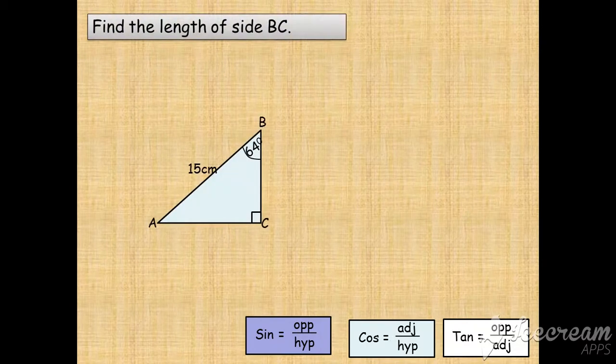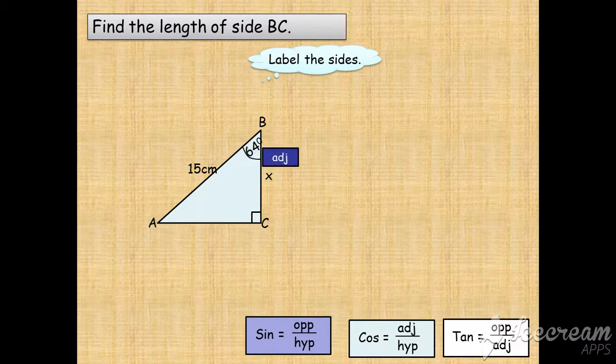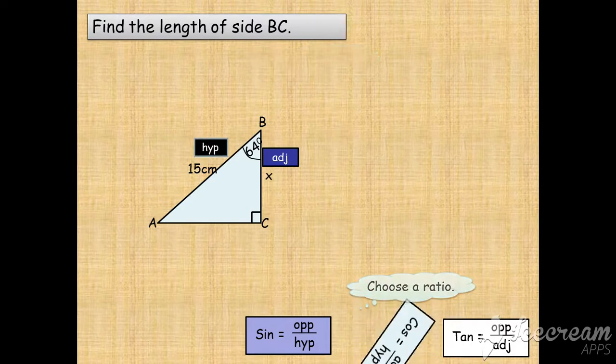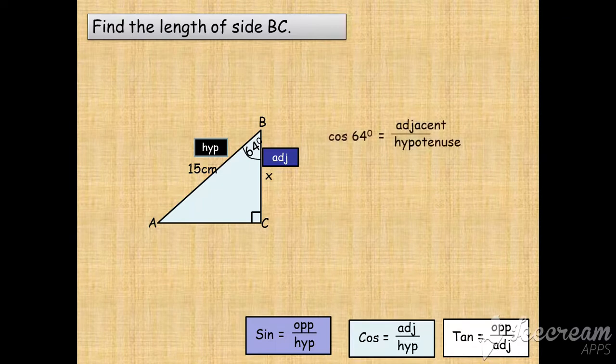I need to find the length of BC in this triangle. First, you have to label the sides. Here I have BC represents the adjacent side, and I have 15, AB, represents the hypotenuse in this triangle. Then I have adjacent and the hypotenuse. I'm going to choose sine or cosine or tan. Of course it will be cosine. Then cosine 64 equals x over 15.